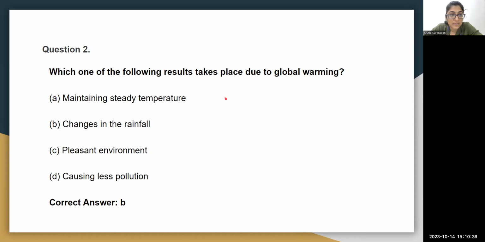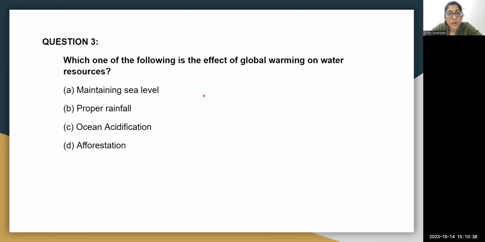Moving on to the third question. Which one of the following is the effect of global warming on water resources? So we just went broadly through some consequences of global warming and climate change. One is the change in rainfall and some others. So which of these is an effect on the water resources is the question.